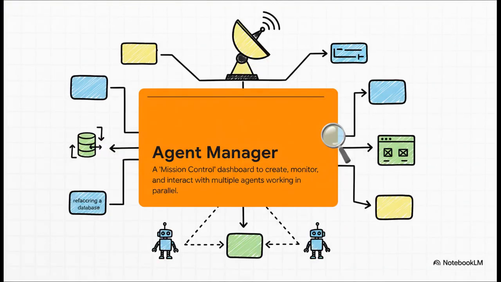Now, if the agent is your junior dev, then the agent manager, that's your mission control. It's this high-level dashboard where you, the human, get to be the architect, the team lead. From here, you can spin up multiple agents at once, give them different jobs, and just watch them work in parallel. It's pretty wild. One agent could be fixing bugs in the back end, while another is building a brand new feature for the UI.